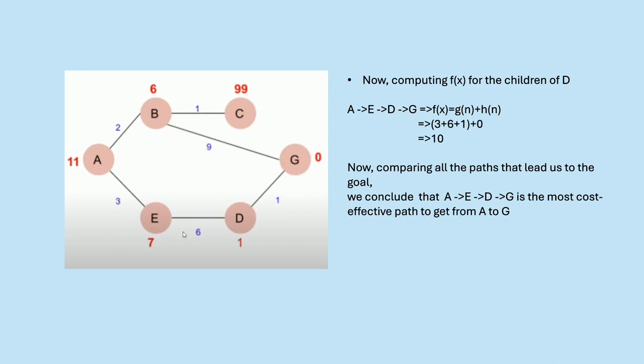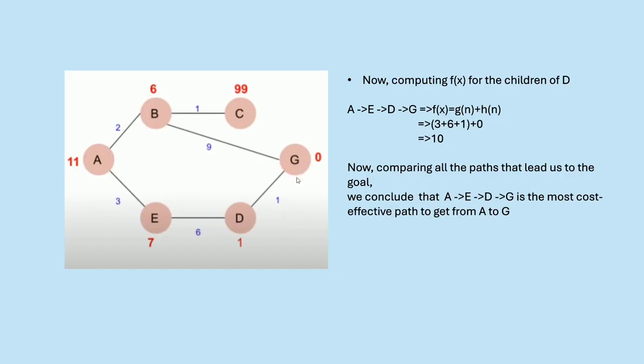Now computing f of x for the children of D. A to E to D to G. f of x equals g of n plus h of n, which is 3 plus 6 plus 1 plus 0, equals 10. Now comparing all the paths that lead us to the goal, we conclude that A to E to D to G is the most cost effective path to get from A to G.